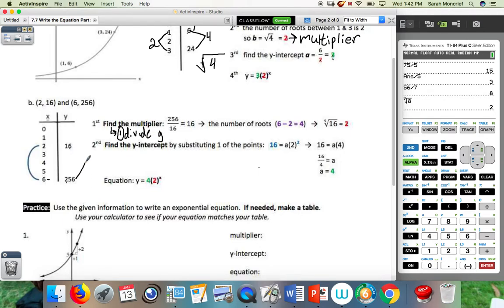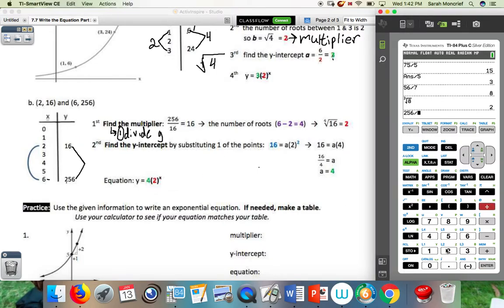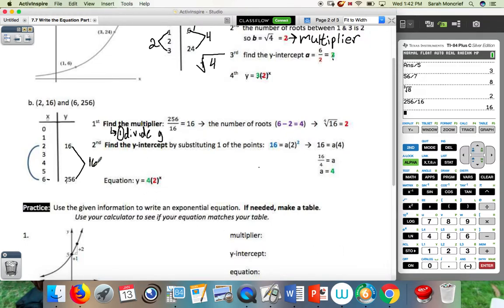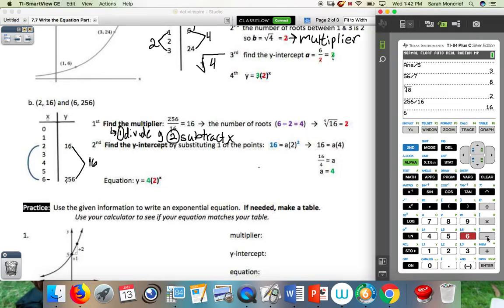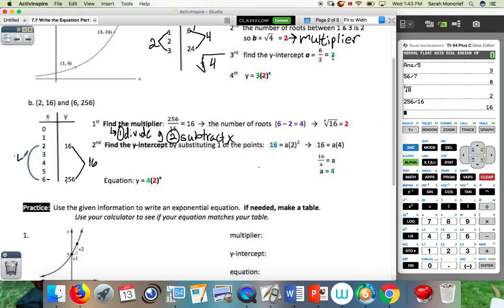So what's 256 divided by 16? Well, that would be 16. Second is going to be subtract x's. So what is 6 minus 2? Because those are the two x's that were given with the points. 6 minus 2, oop, that was 5. That's 4. Okay, you guys know what 6 minus 2 is, and that's going to be 4.